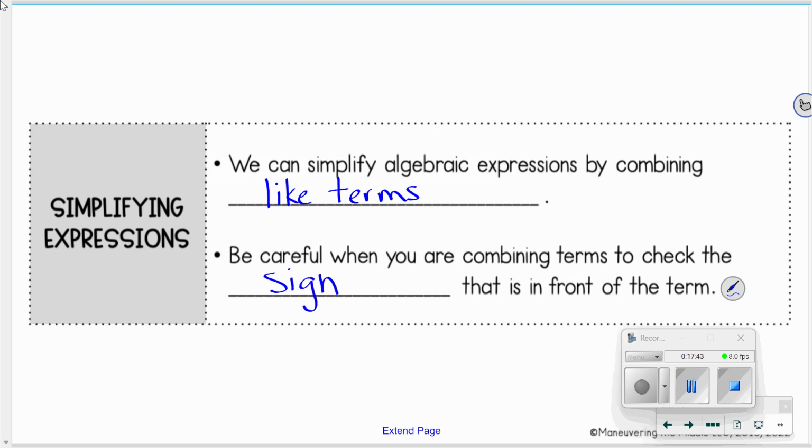Again, that's why I said Maya was close, because that operation is really your sign. Is it positive or is it negative? That operation is telling you which way it's going. Okay? So you check that sign that's in front of the term.